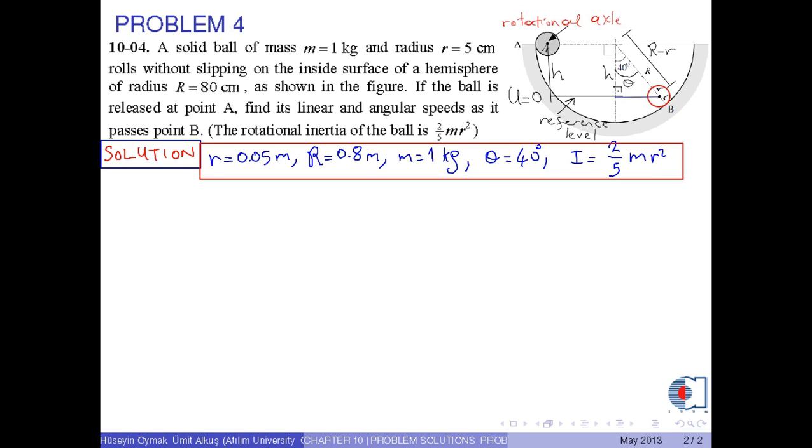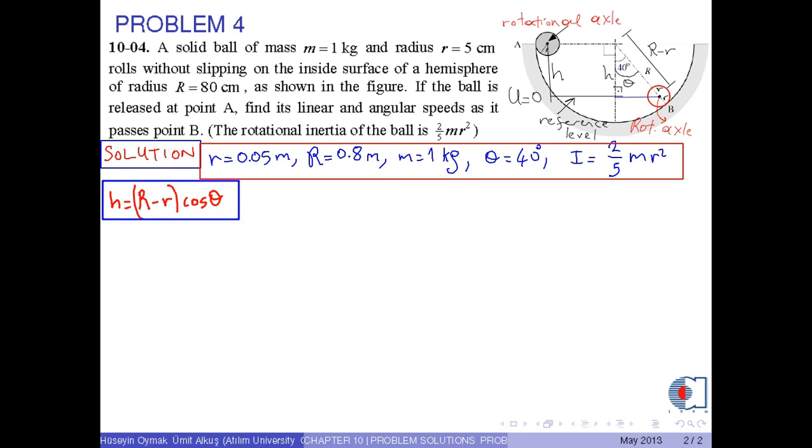Now we take the rotational axle of the ball as the reference level at which the gravitational potential energy is 0. From this figure, the initial height of the ball is h equals capital R minus r times cosine theta. Now, in order to find the linear and angular speeds, we use the conservation of mechanical energy between points A and B.